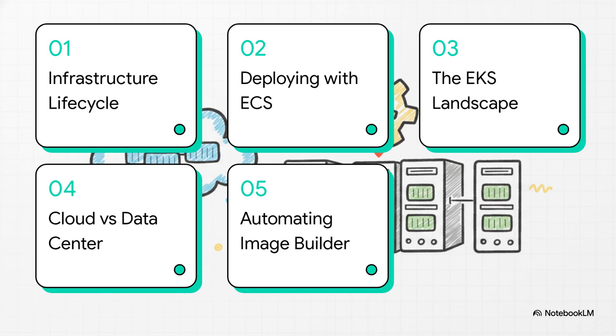So here's our game plan for today. We'll start with the infrastructure lifecycle, then move into deploying with Amazon ECS, before exploring the Amazon EKS landscape. After that, we'll compare cloud versus data center responsibilities, and finally wrap up with automating the whole shebang using Image Builder. Let's get to it.